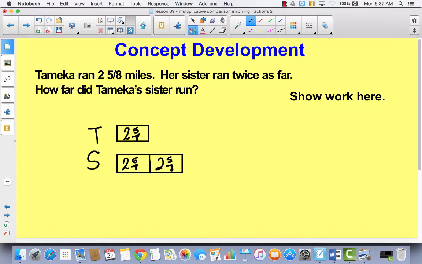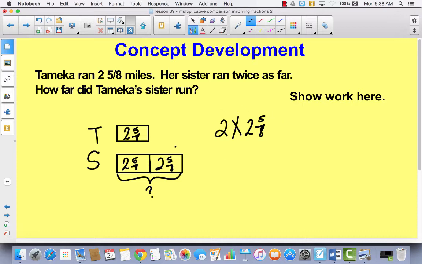Now let's think about what we're trying to figure out. Are we trying to figure out how far they ran together? No, it just says how far did Tamika's sister run. So this is the part that I'm trying to figure out. Now I could solve this a couple of ways. I could say 2 times 2 5/8. Or what else could I do? I could do repeated addition, right? I could say 2 5/8 plus 2 5/8. I want you to choose which way you want to solve it. Then pause the video and solve this. Come up with your answer and write your statement, and then let's come back and check together.